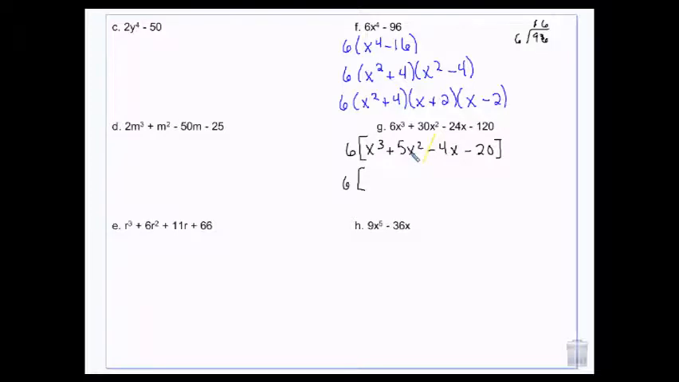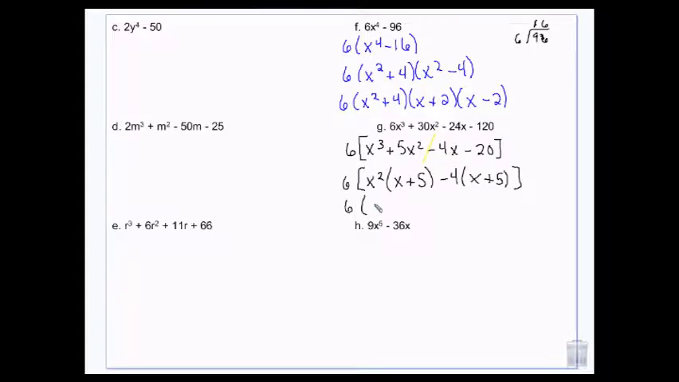X to the third and 5x squared have 2 x's in common, so I'll take those away, which leaves me with 1x and a 5. Negative 4x and negative 20 have a negative 4 in common, so if I divide them both by negative 4, I get x and positive 5. Those match.